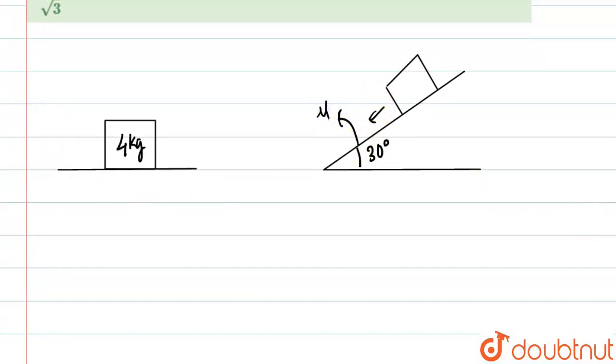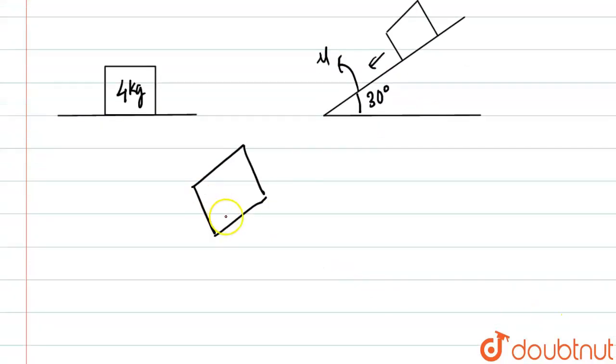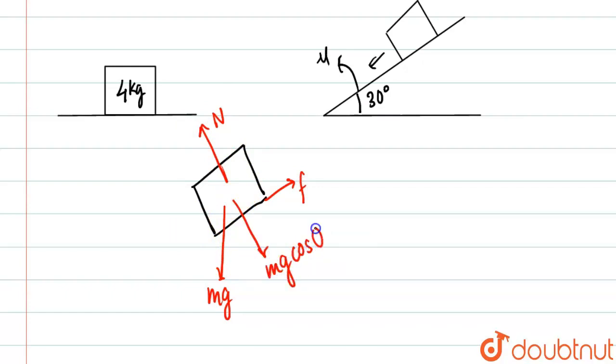So we are going to start this sum by drawing the most important thing of this diagram, that is the FBD. So let's draw this block. This is the block, and what are the forces acting on it? Basically there is mg absolutely downwards, and there is a normal force over this side, and there is a friction force. And finally we'll resolve this mg into mg cos theta, which is cos 30 degree, and mg sin theta. So we are just going to use this mg cos theta and mg sin theta.